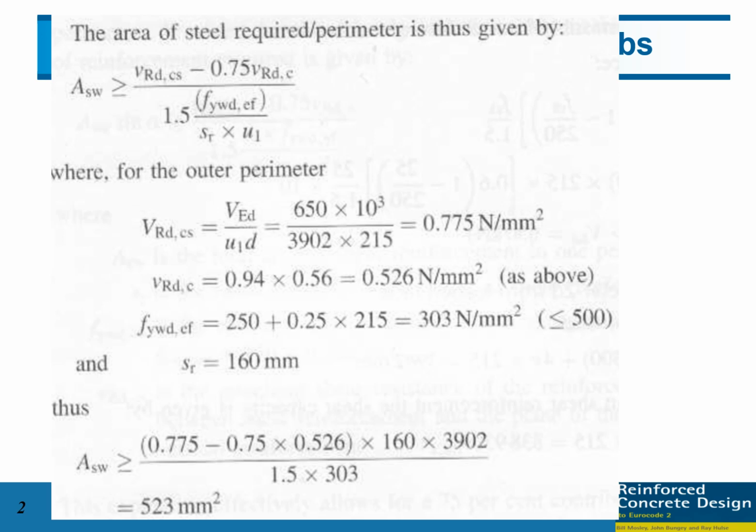And then fywd,ef is 250 plus 0.25 multiplied by 215. Okay, so that we have this 303, less than 500. 500 is the yield strength of the steel reinforcement bar. And then sr as above we use 160 mm. So by using this, we substitute all these values into this equation: Asw equals (vEd minus 0.75 vRd,c) divided by 1.5 multiplied by fywd,ef, multiplied by sr multiplied by u1. Then we have Asw is 523 square mm.